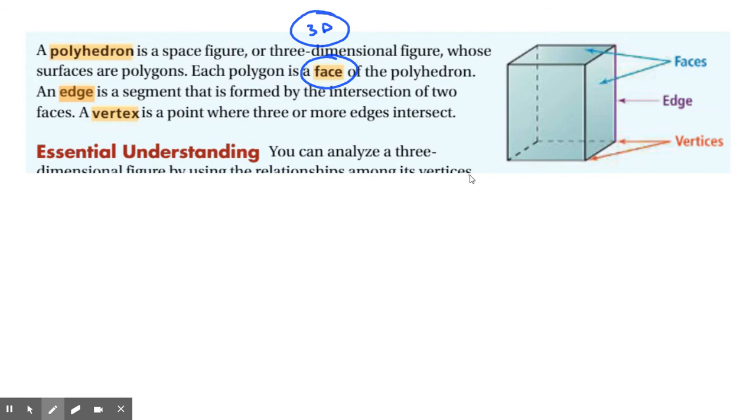I'll just call them 3D figures. They're also called solids, right? Solids, because we will get into cylinders, cones, and spheres, and those are really not technically polyhedrons because their faces are not polygons. They involve circles. So 3D solids is what I will default to.